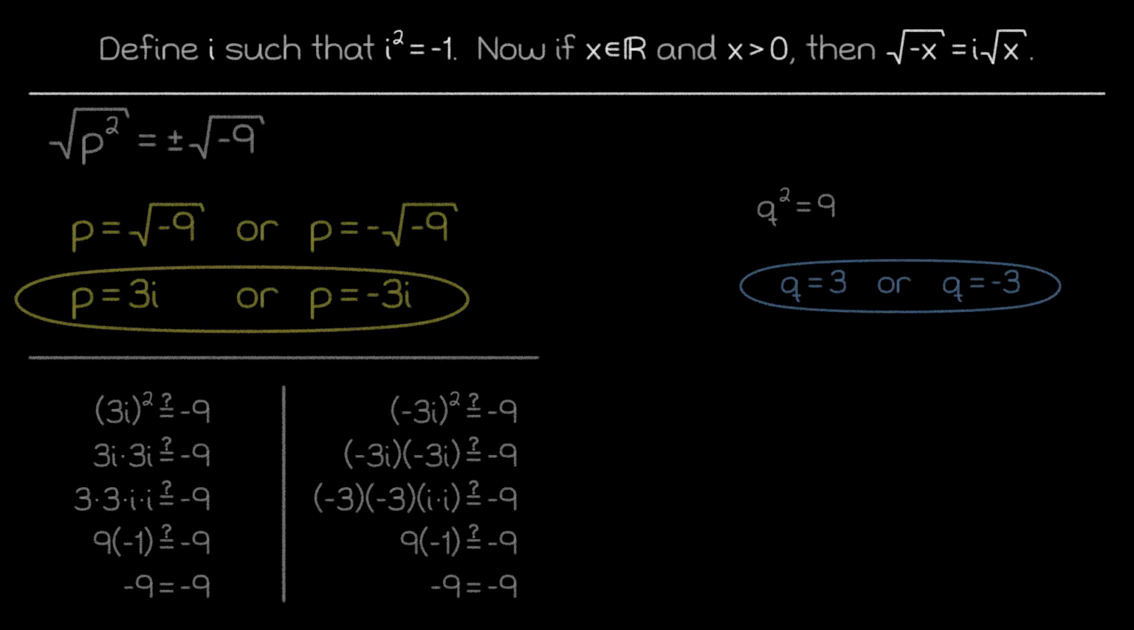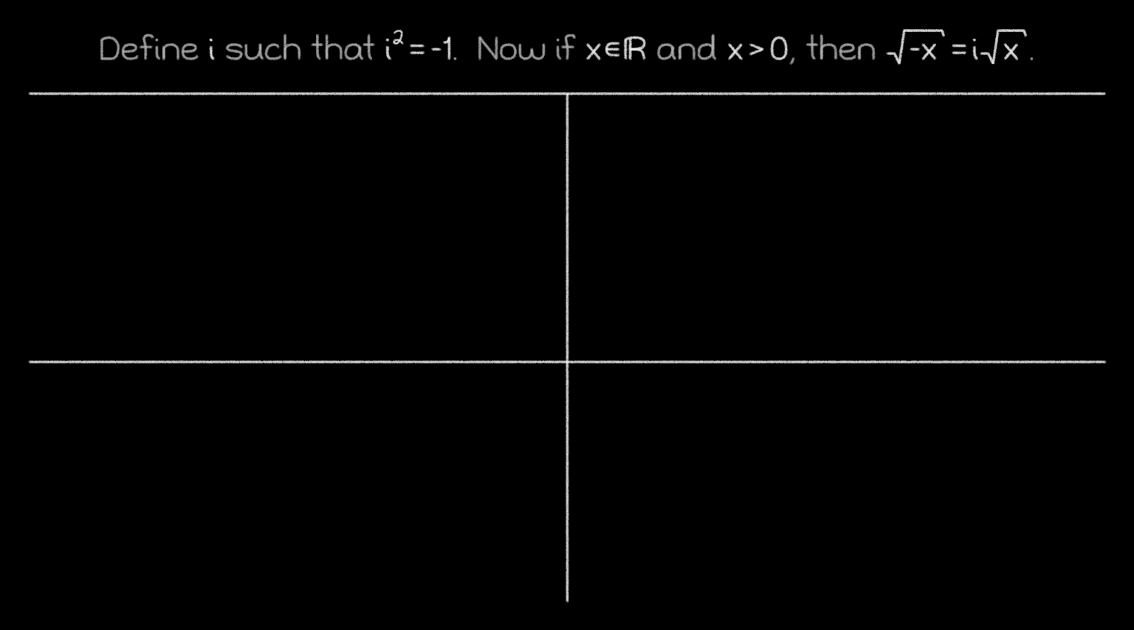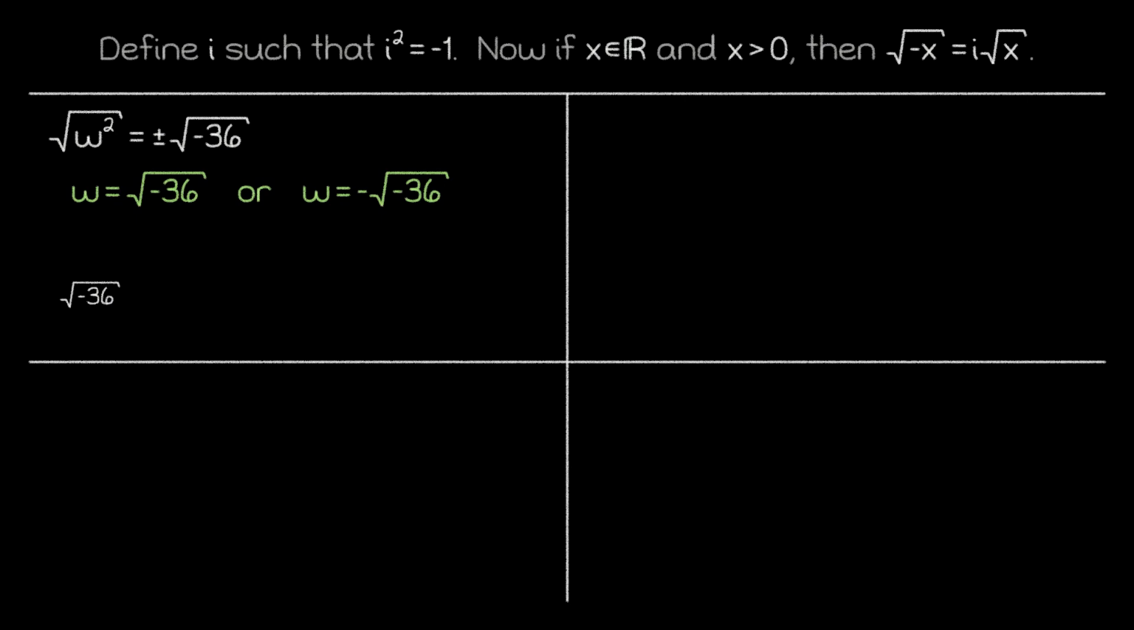With this newfound imaginary unit at our disposal, let's solve a few more basic quadratic equations involving square roots of negative numbers. For our first problem, let's try w squared equals -36. We'll take the square root of both sides and split the equation into two parts accordingly. Then, we need to figure out what the square root of -36 is, and we can do so by writing that expression as i times the square root of 36. This then simplifies to 6i, and so we get solutions of 6i and -6i.